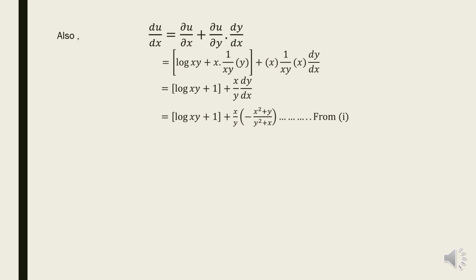Substitute the value of dy by dx. Log of xy plus 1 plus x upon y, dy by dx is minus x square plus y upon y square plus x. So du by dx we get 1 plus log of xy minus x into x square plus y upon y square x. So in this video we have seen what is the implicit differentiation. Thank you.